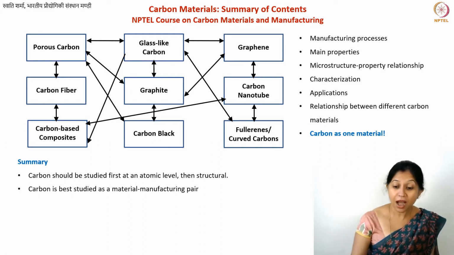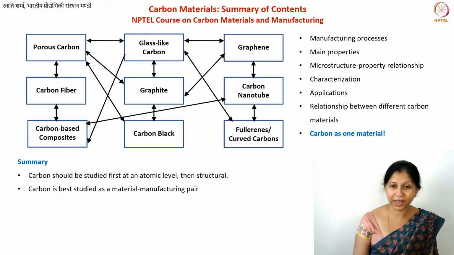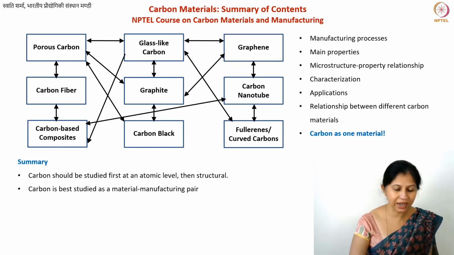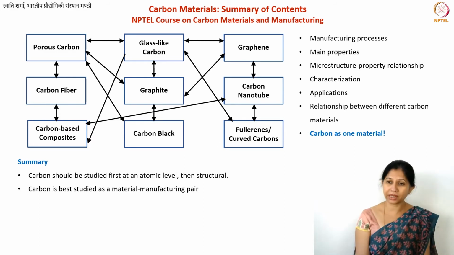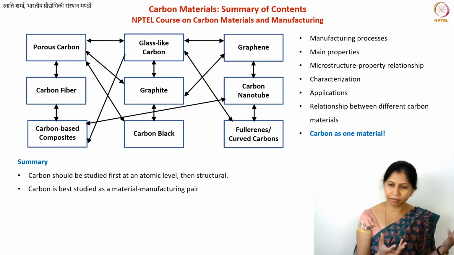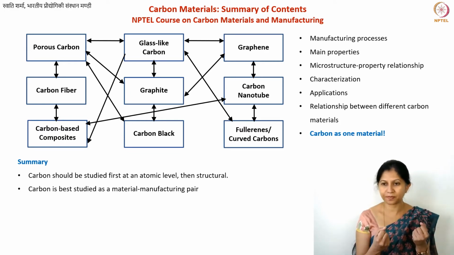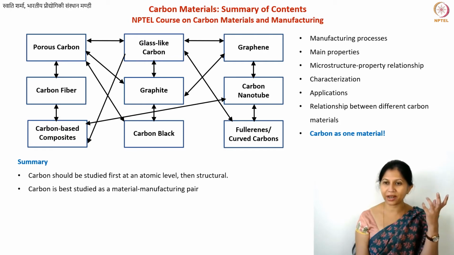Now, one more important thing, and I hope again I was able to convey that, it's best to study carbon as a material manufacturing pair, because every carbon material has a different manufacturing process. Some things are common. Carbon is often made from organic precursors, whether they are carbon nanomaterials or large scale industrial carbons. We often have an organic precursor, and somehow we use high temperatures to get rid of the non-carbon atoms. So this is the fundamental principle which remains common.